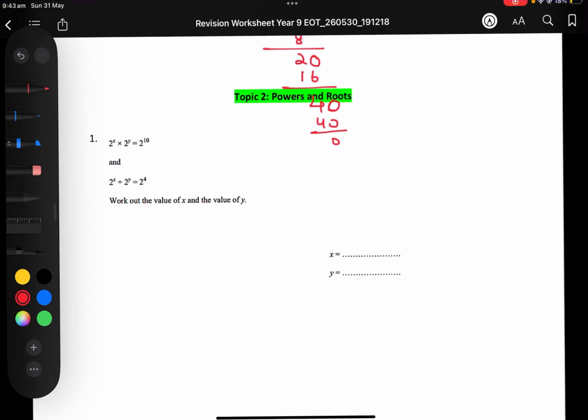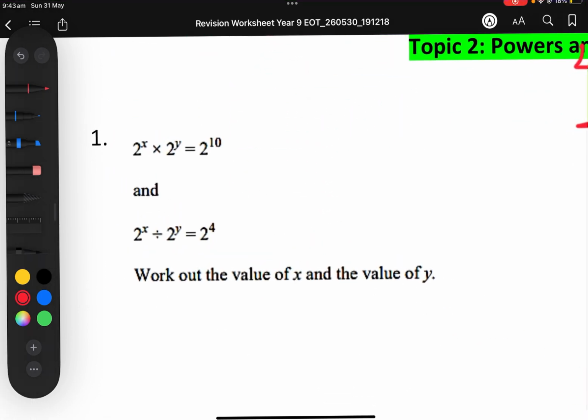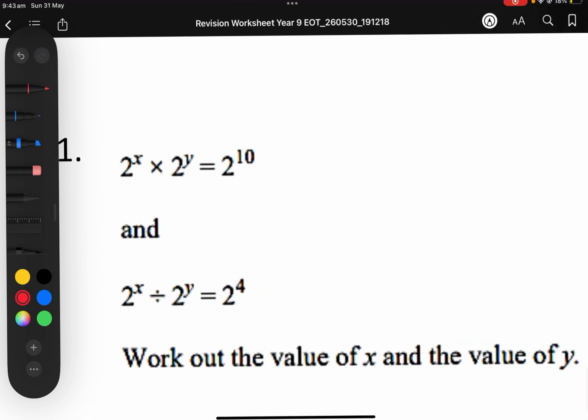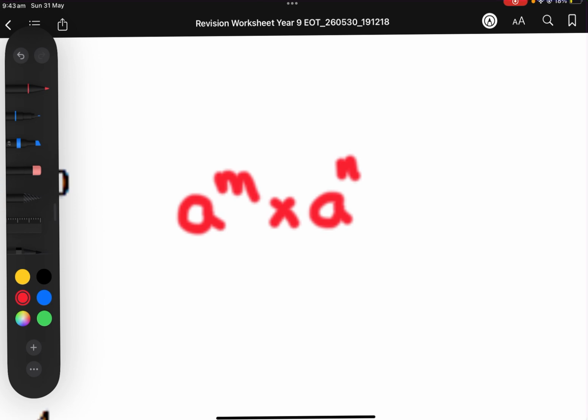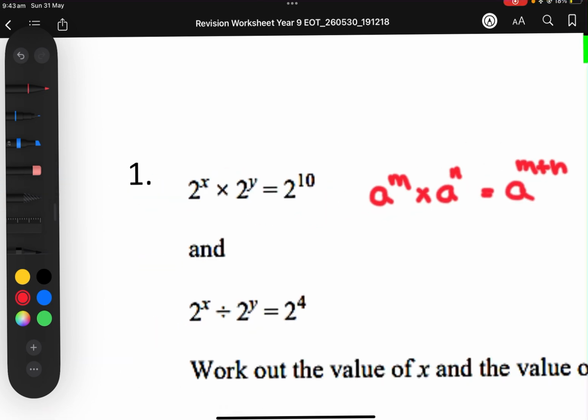Okay, further, 2 to the power x times 2 to the power y is equal to 2 to the power 10, and 2 to the power x divided by 2 to the power y is equal to this. Now, there are some identities. What are the identities? a to the power m times a to the power n becomes a to the power m plus n. The same thing is happening over here.